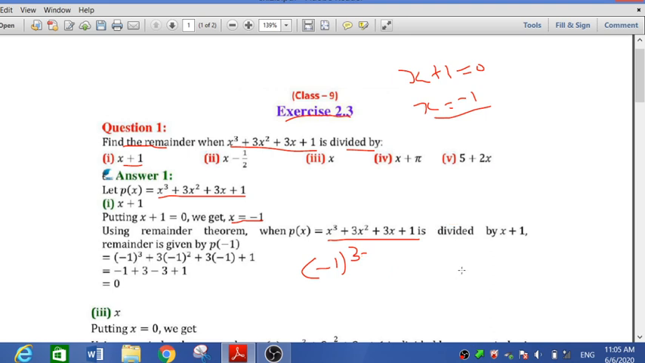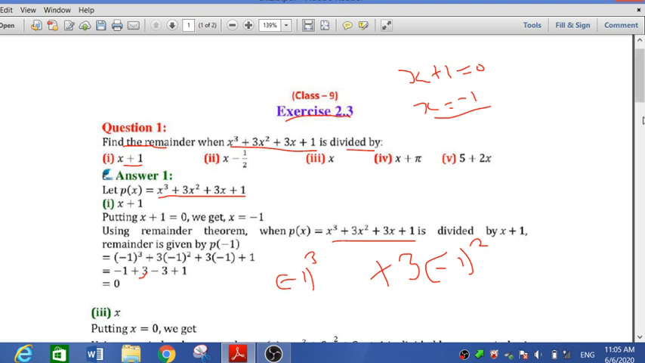So now I have to divide by x plus 1, therefore x equal to minus 1. I have to put x equal to minus 1 here. So minus 1 the power 3, answer is minus 1. So here minus 1. Now plus 3, second term. In bracket, I have to write minus 1 the power 2. Now 2 is even power, so answer is positive. So 3 ones are 3, so plus 3 is here.